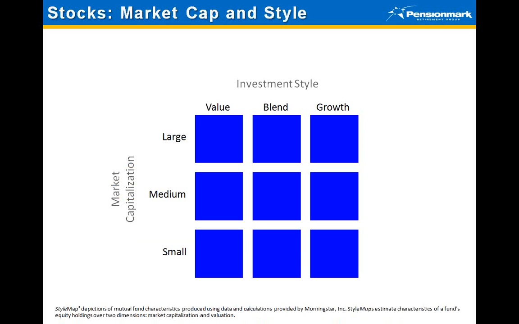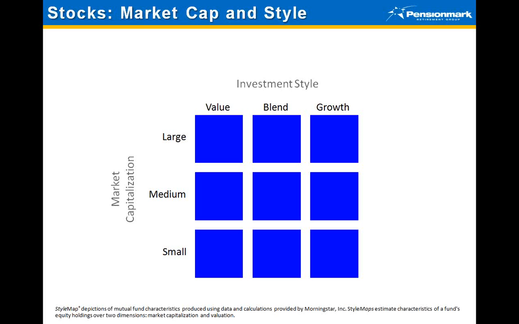Now here is that same little matrix, the 9 style box grid that we looked at for bonds, but now we're going to look at it for stocks. Here we have the two different investment styles across the top, horizontal. We've got value on the left and growth on the right. When you see blend in the middle, all that means is the fund manager or the stock is combining both value and growth in the same fund.